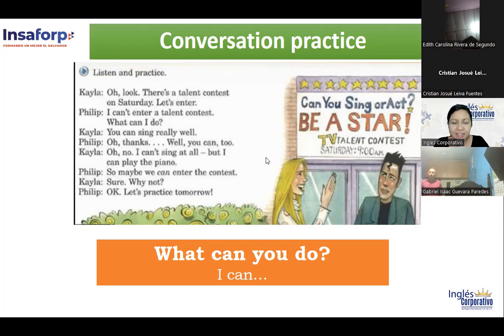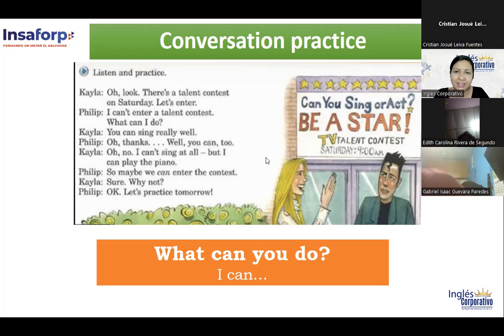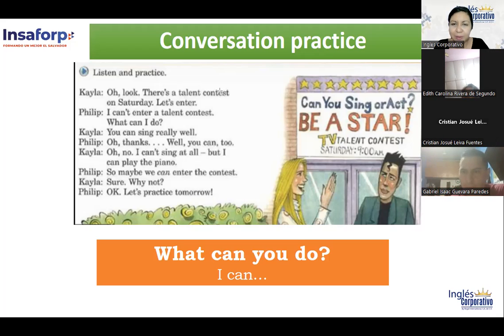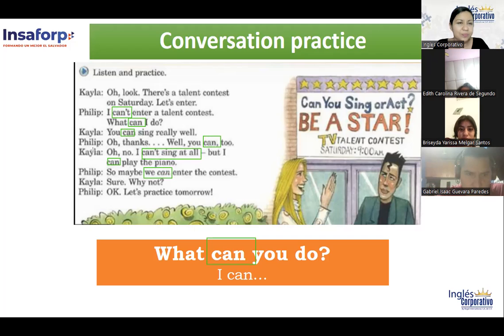So what is the auxiliary that we use when we talk about our talents or abilities? Can. Exactly. Well, Philip says, I can't enter a talent contest. What can I do? You can sing very well. Well, you can too. Oh no, I can't sing at all. This expression at all means para nada. But I can play the piano. So maybe we can enter the contest, right? Kayla can play the piano and Philip can sing.